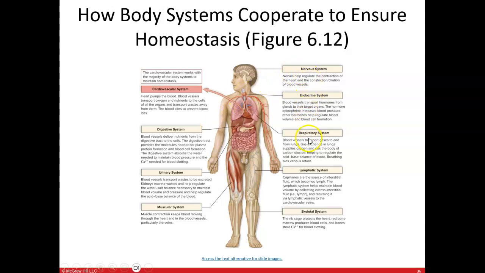It interacts with the respiratory system because it takes oxygen from the lungs and carries it to the rest of the body. There's all sorts of different things. Endocrine system, the blood vessels transport the hormones. The nervous system, nerves help regulate the contraction of the heart and the contraction and dilation of the blood vessels. So the nervous system and the cardiovascular system interact. So I'm not going to ask you a lot about this, but I just want you to think about how all the body systems kind of work together to maintain homeostasis.